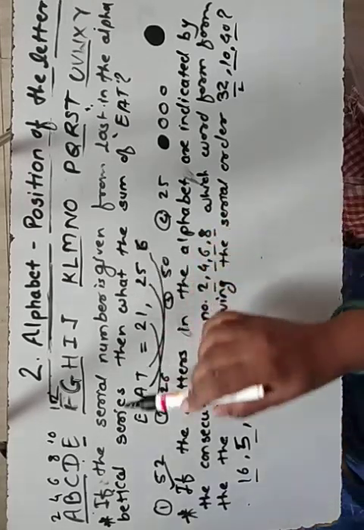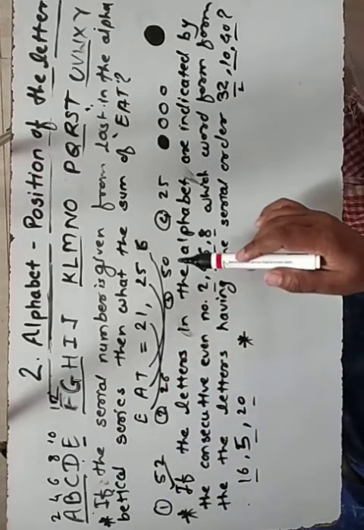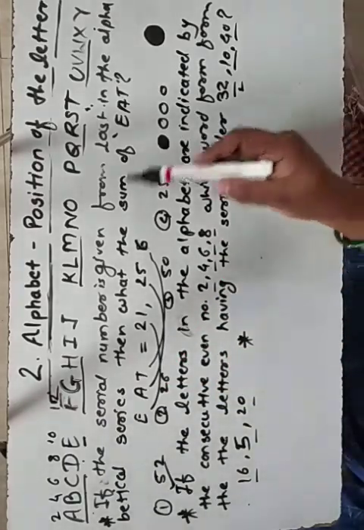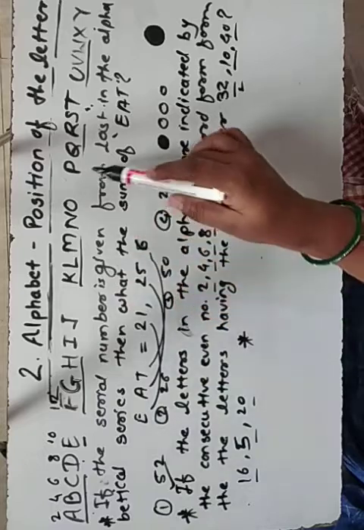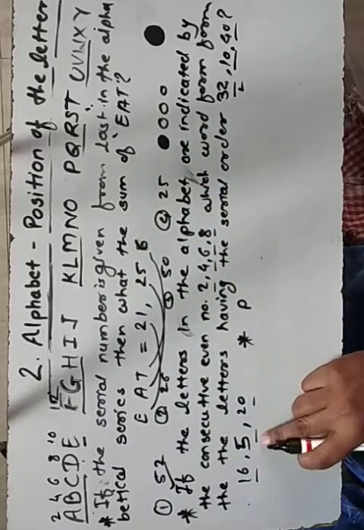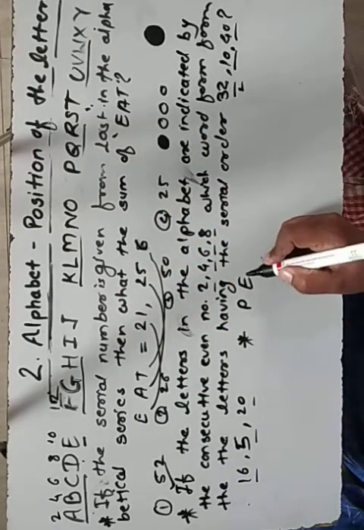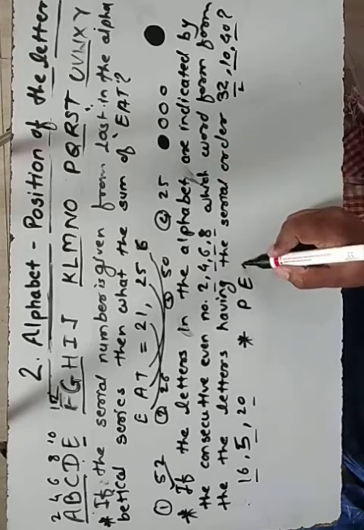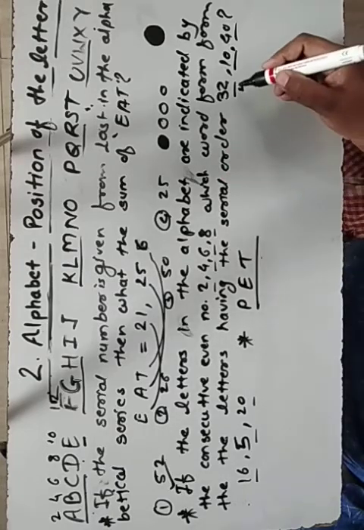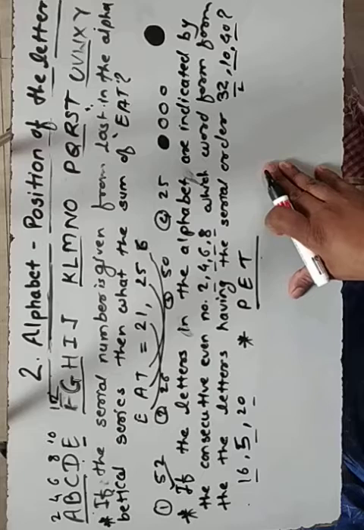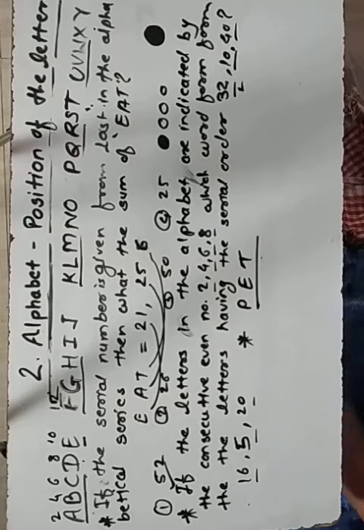So 16th place, who is there? Counting from here 5, 10, 15, 16: at the 16th place P is there. At the 5th position E is there. And at the 20th position T is there. So PET is the meaningful word formed from these letters. So such different types of questions you will get in your practice paper also today. So today all of you do the practice of this. So we will stop here only. Okay, thank you.